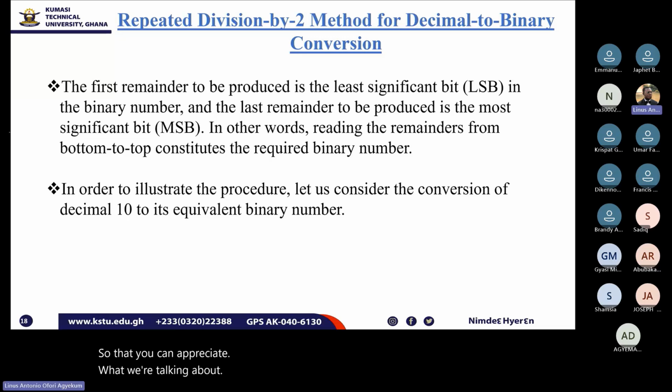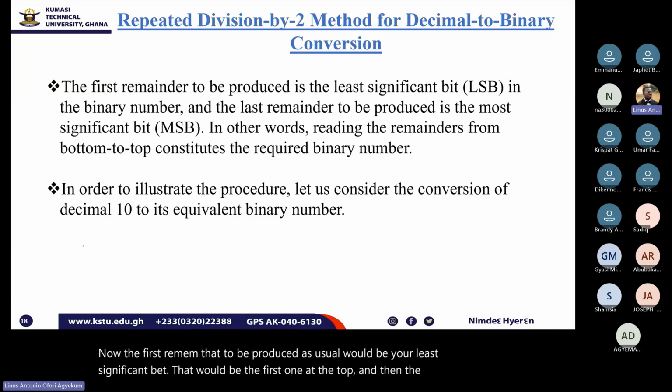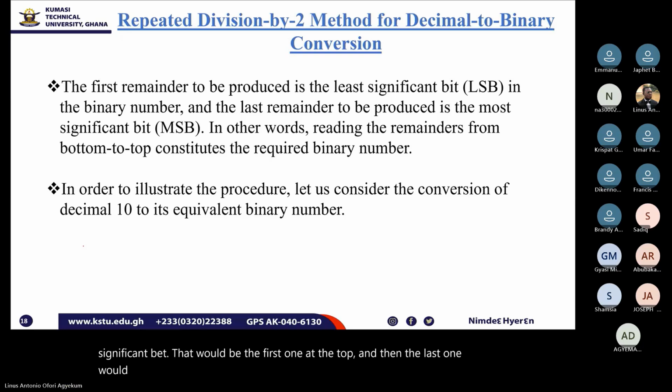Now, the first remainder to be produced, as usual, will be your least significant bit. That will be the first one at the top. And then the last one would be your most significant bit.